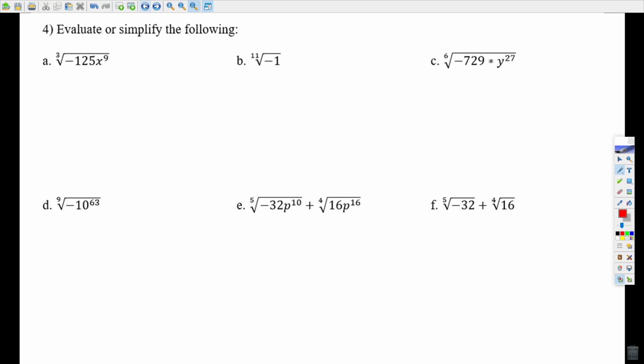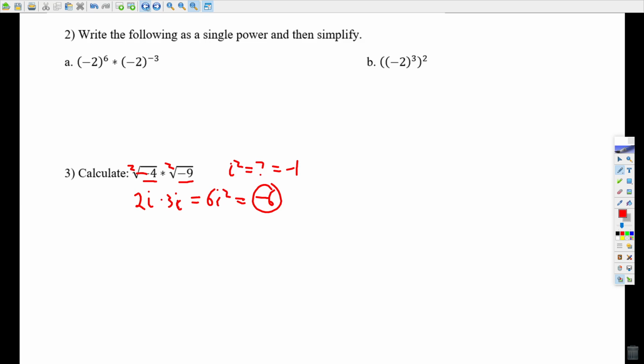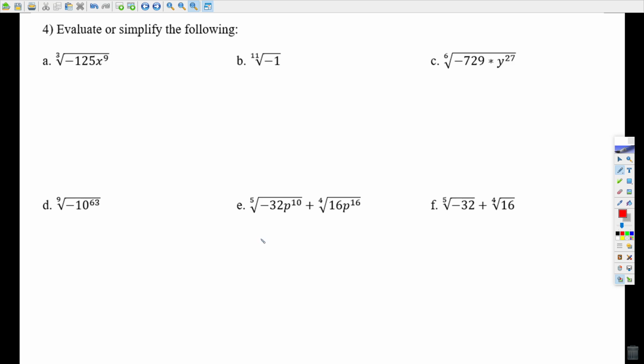Okay, let's see what else I want to do. I'm going to jump down to number 4, part E. I want to do maybe 1 or 2 more, then we'll finish this up. If we do the 5th root of negative, this one has a plus sign between it. You would think that maybe you could put them together, but a couple reasons why.